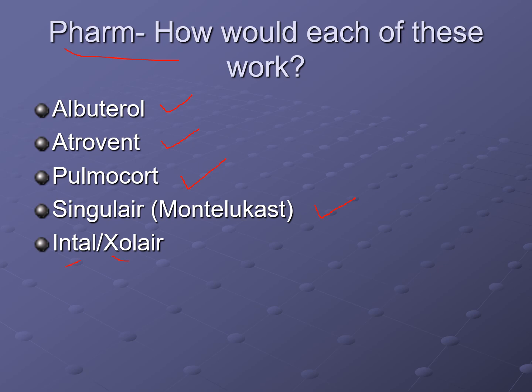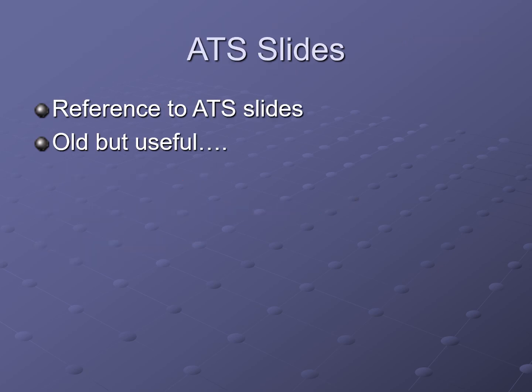Intal and Xolair are actually mast cell stabilizers. Intal is not available in the United States right now, other than as a nasal inhaler. Nasalcrom is basically the same thing. But Xolair is a monoclonal antibody that some of the pulmonologists are using. It's very expensive, so primary care tends not to use it.